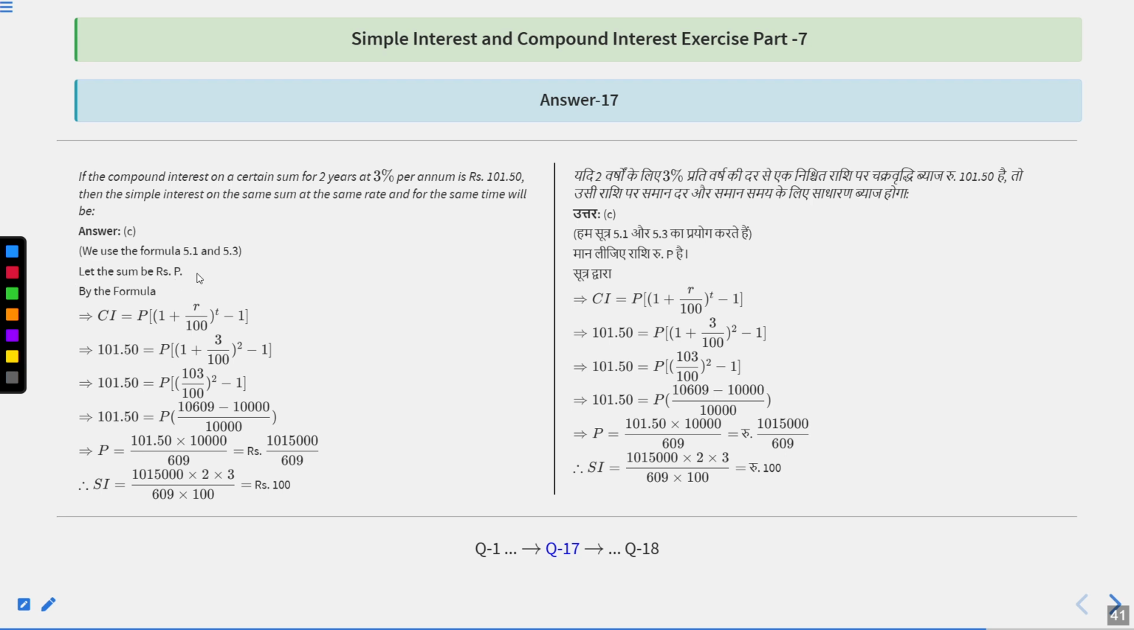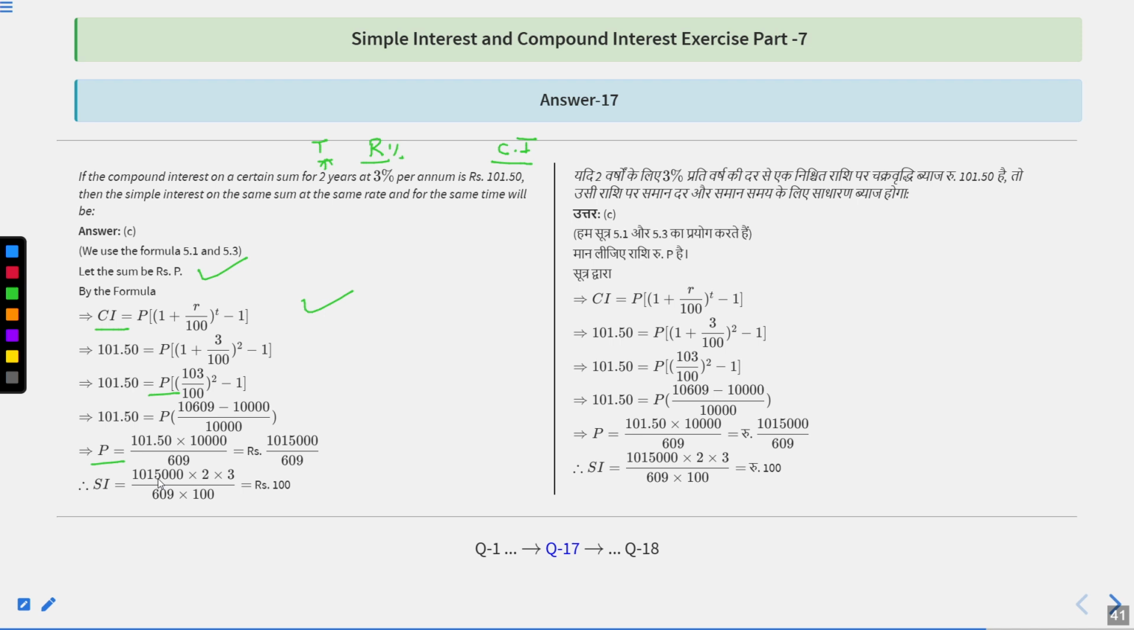First we let rupees P be our principal. The compound interest formula says P in the bracket 1 plus R upon 100 to the power T minus 1. We know the compound interest, the time, and the rate of interest. So we put all these values in and we get the principal amount, which is 1,15,000 upon 609.